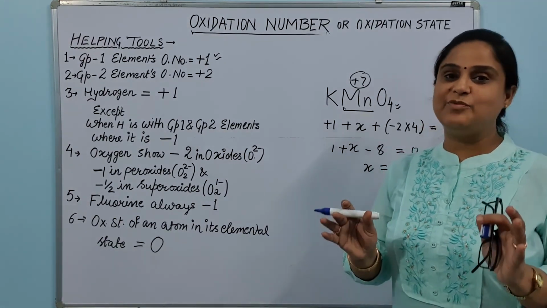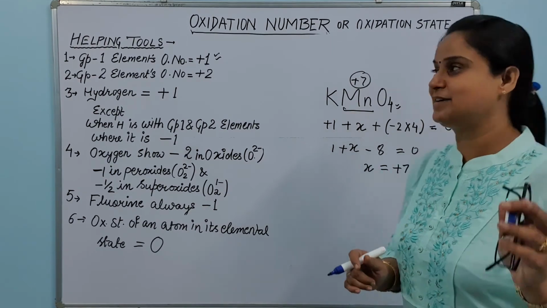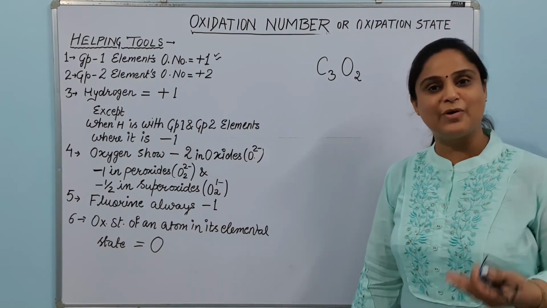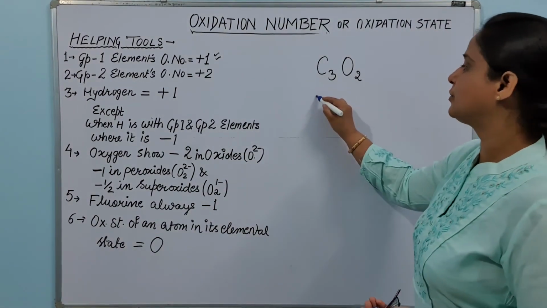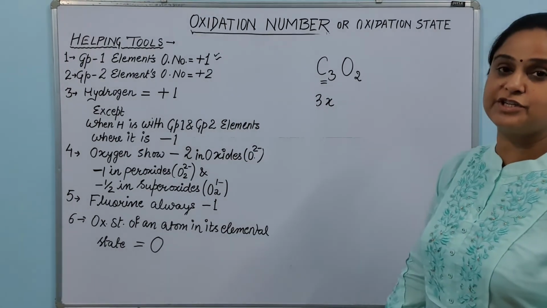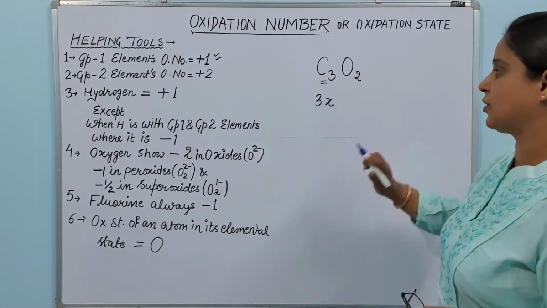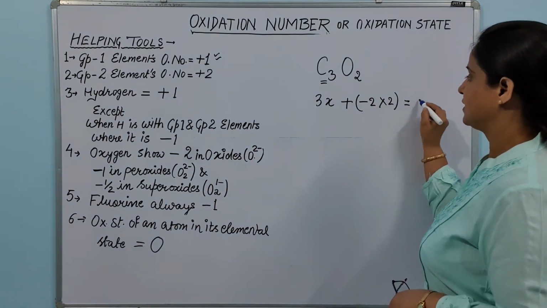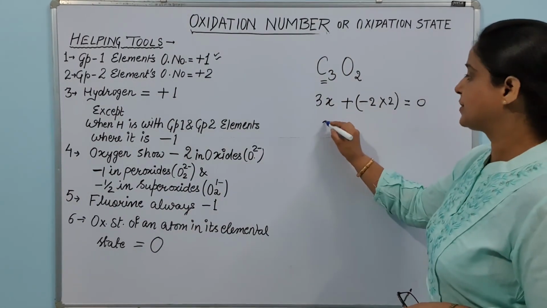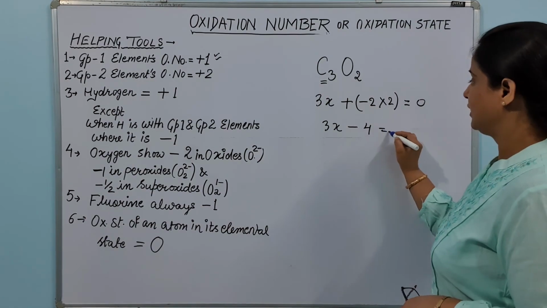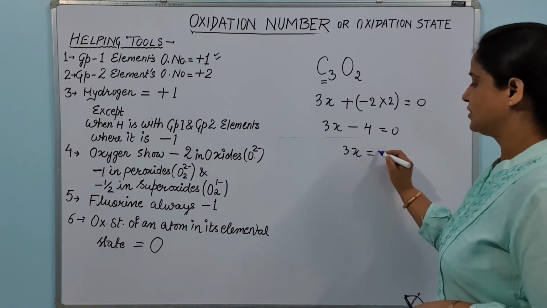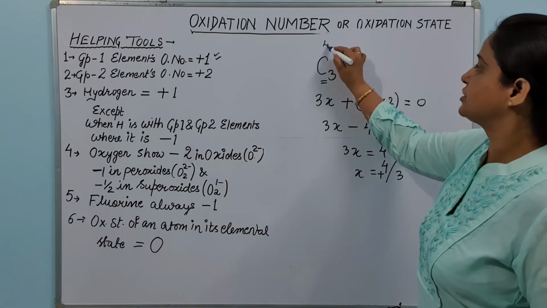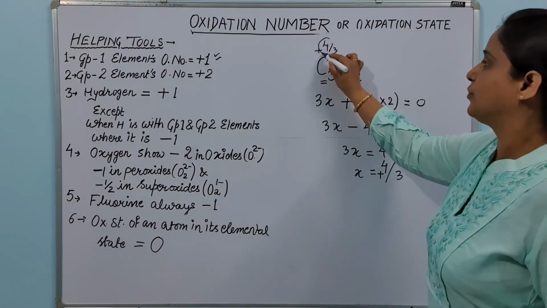So let's now see one example. Let's see what is special in that. Here we have C3O2, and I am going to find out the oxidation state of carbon in C3O2. So 3X, because I am calculating the oxidation state of carbon in C3O2, carbon suboxide, plus, how many oxygens are there? 2. So this is 0 because there is no charge on this molecule. So I have 3X minus 4 equals 0, so 3X equals 4, or X equals 4 by 3. The oxidation state we have calculated here is 4 by 3.